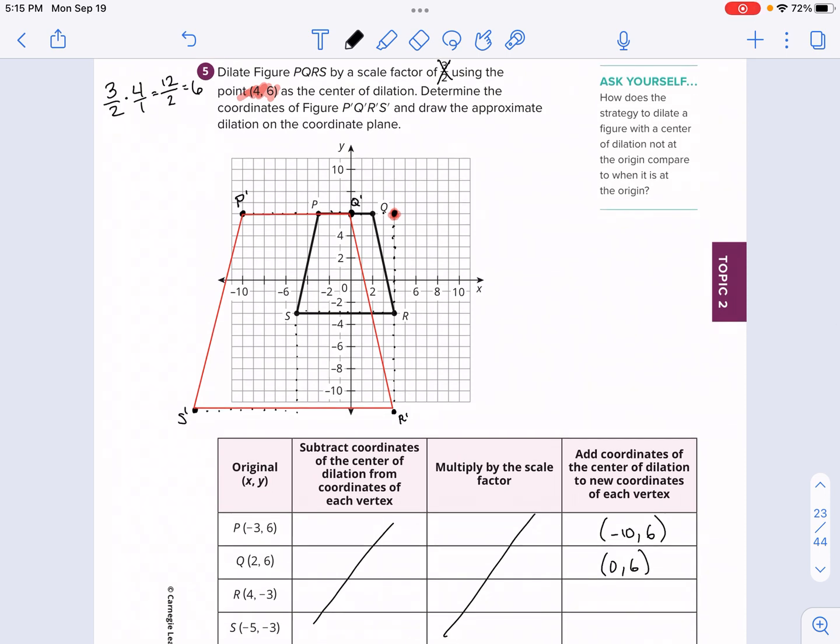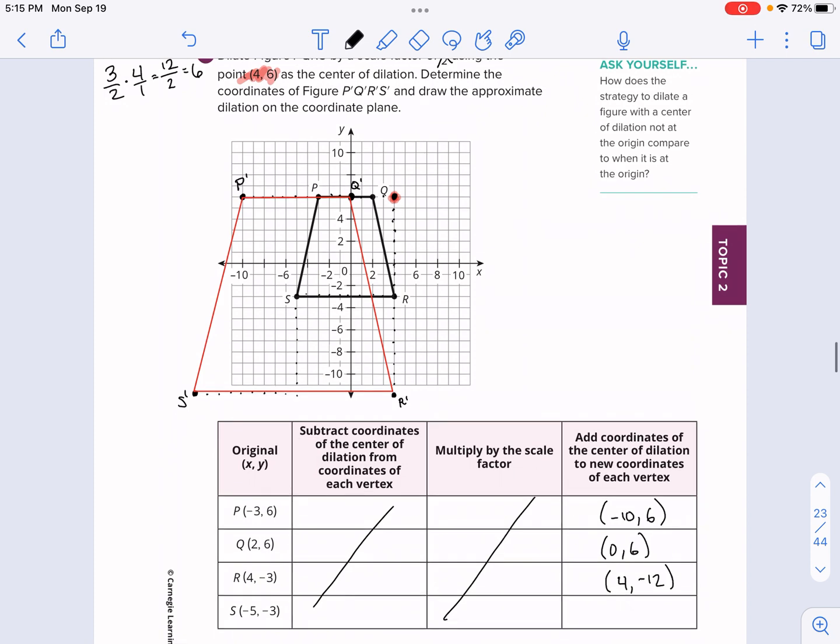R prime, we go 4 to the right and 1 more past. So it looks like that is 12. So that is +4 since we're going to the right. And 12 down, so -12. All right, and let's figure out S. Okay, that is 9, 10, 11, 12, 13. Looks like we're going 14 to the left, so -14. And we're going also 12 down.